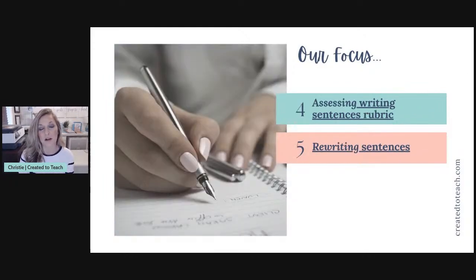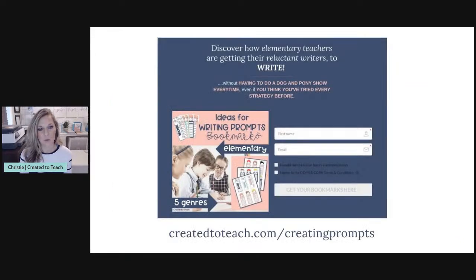Number 4, we're going to talk about assessing writing sentences with a rubric. So how we're going to go about assessing our students to make sure they have what they need. And then the 5th thing we'll focus on is rewriting sentences. So we'll go ahead and talk about each of these in more depth.